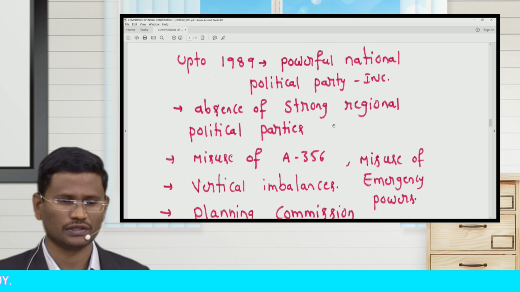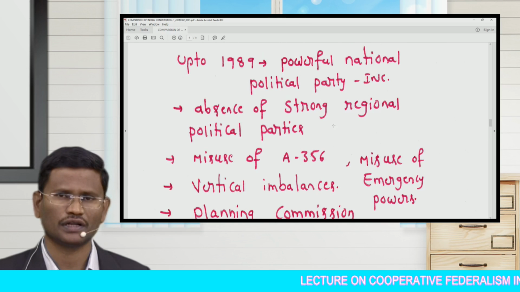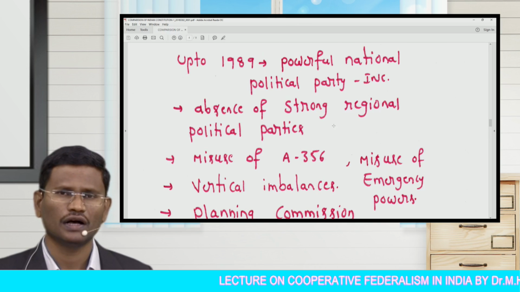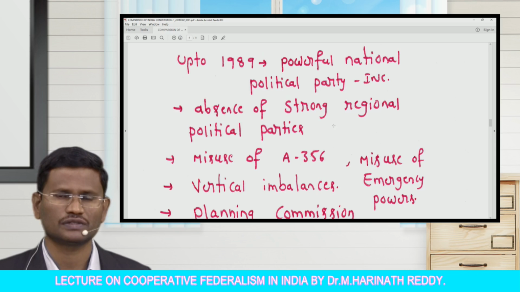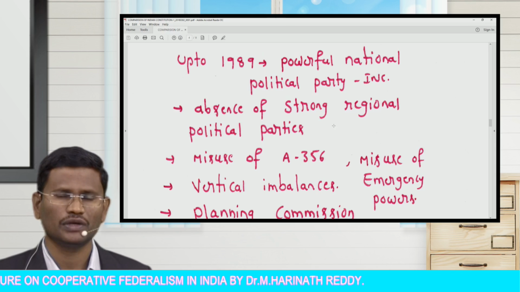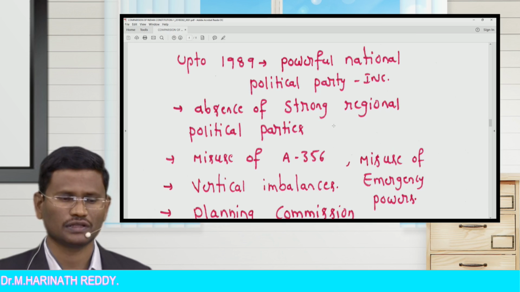In addition to this, I told you that in 1975, Mrs. Indira Gandhi invoked Article 352, declared internal emergency, and affected the autonomy of the state governments from 1975 to 77. So the period before 1989 also witnessed the misuse of emergency powers under Article 352.